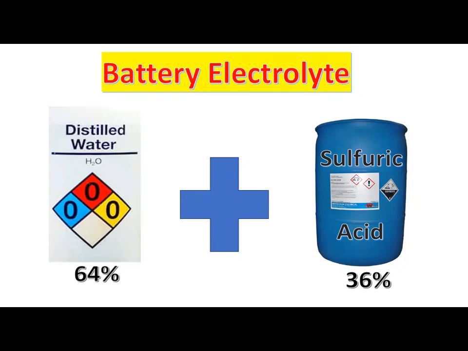Sulfuric acid is a very strong corrosive liquid. It is damaging to human eyes and skin. Always wear face and eye protection and protective gloves and clothing when handling batteries or electrolyte. If electrolyte contacts your skin or eyes, immediately flush with clean water and obtain medical attention.